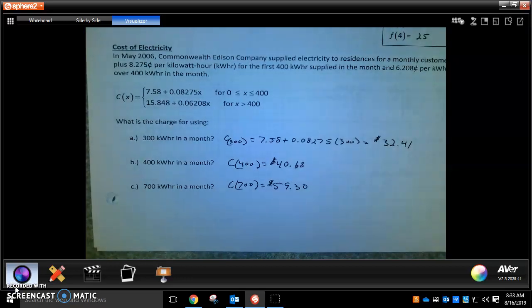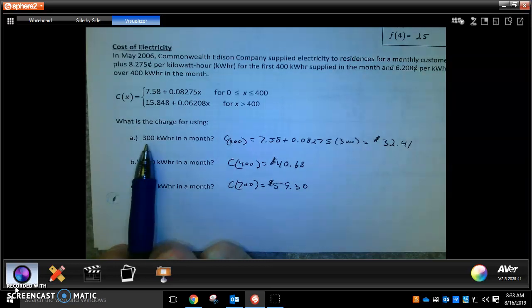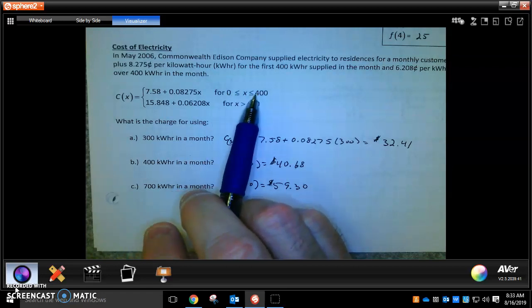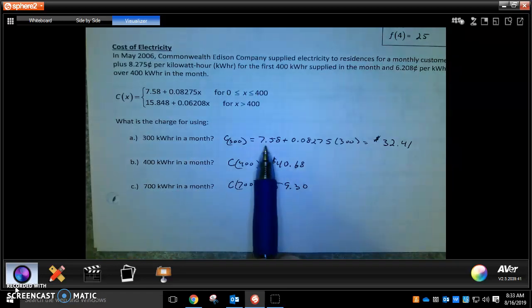All right, so here are the answers that you should have got for the bottom. Okay, so it had to do with an electric company and how they charge. If you use 300 kilowatts, then you are in this interval right here. You're between 0 and 400. So I plugged it into that, and I got 32.41.